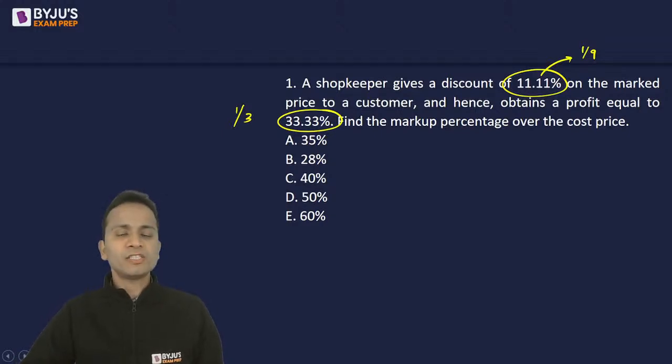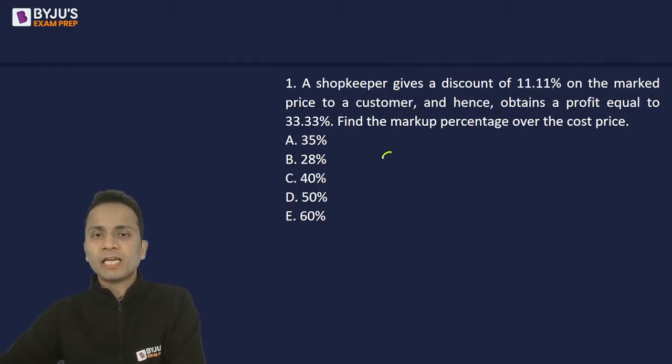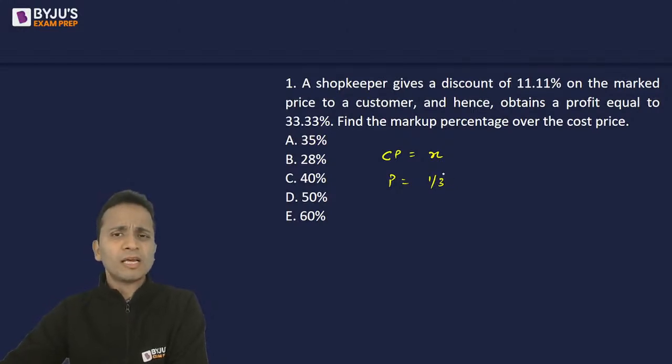So 11.11 is 1 by 9 and 33.33 is 1 by 3. Now here discount percentage and profit percentage are given and we'll have to find out the markup percentage over the cost price. So if I start by assuming cost price as X, then there is a profit of 1/3, 1 by 3 in terms of fraction I'm writing.